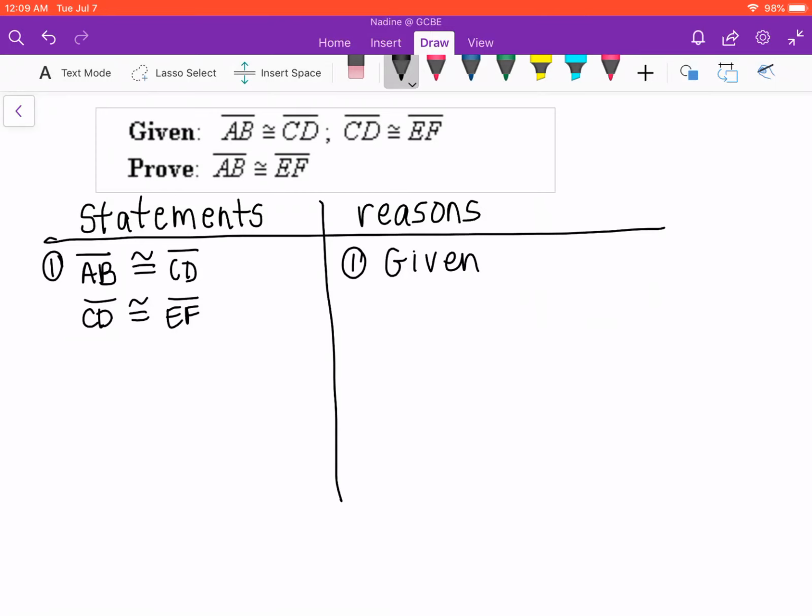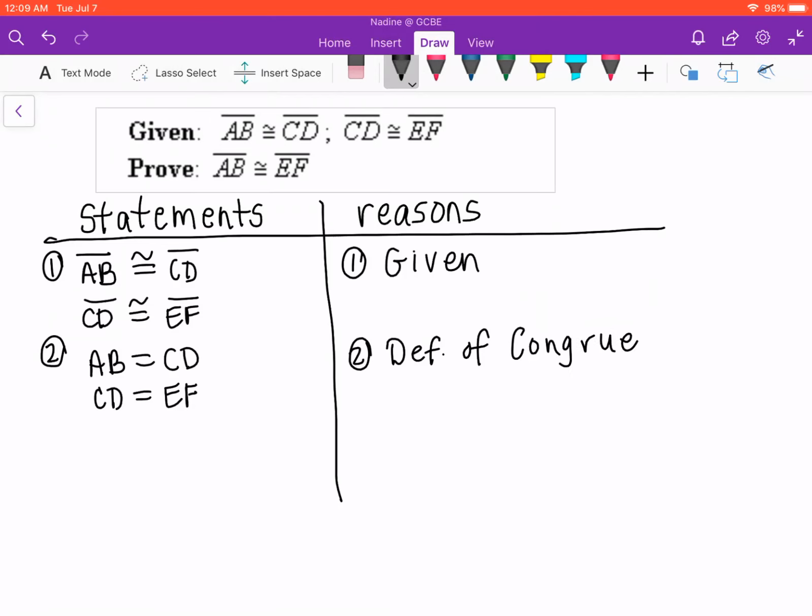Okay, so I'm looking at two congruency statements. Remember, the definition of congruency states that they are equal in size. Okay, so we can make a statement about the length of those segments. So the length of AB is equal to the length of CD, and then the length of CD is equal to the length of EF. Okay, now we can make that statement because our definition of congruency states that they are equal in length. Congruency.